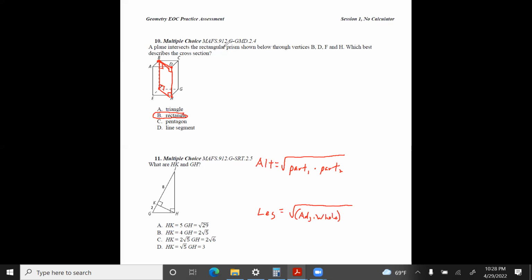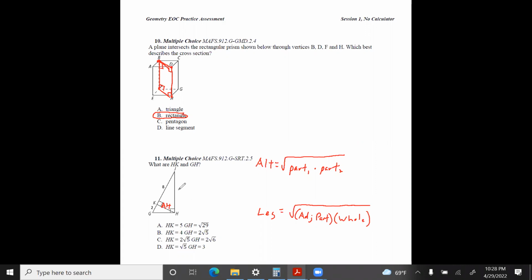Oops, I wrote that wrong. Let me try that again. Said it right, wrote it wrong. Adjacent part times the whole. Again, anytime we say geometric mean, what we're doing is we're taking the two values, we're multiplying them, and then taking the square root. So on the first one, we have the altitude is this piece here.